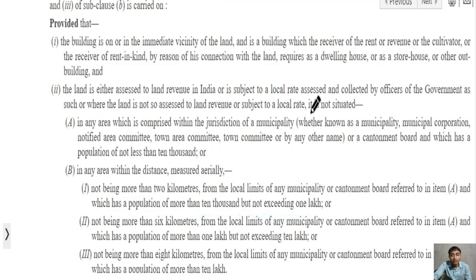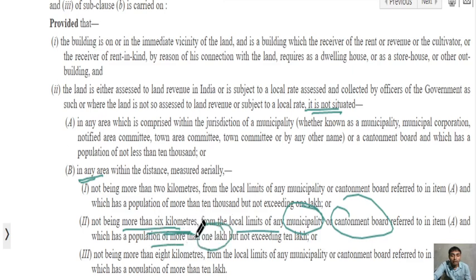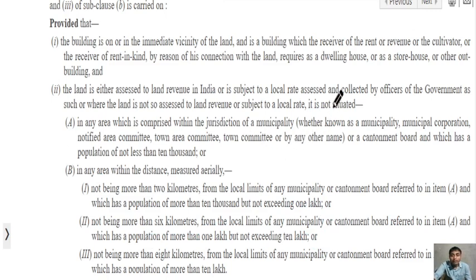Again, we are talking about a land which is not situated in any area not being more than 6 kilometers from the local limit of a municipality or cantonment board, and which has population more than 1 lakh but not exceeding 10 lakh. Again, a land not situated in any area not being more than 8 kilometers from the local limit of a municipality or cantonment board, where the area has population more than 10 lakh.